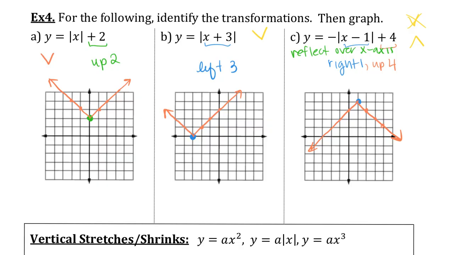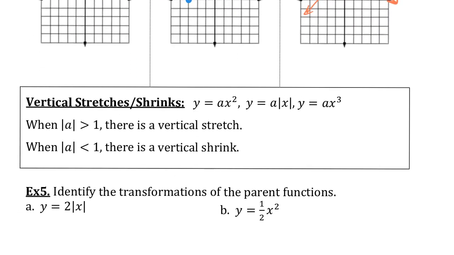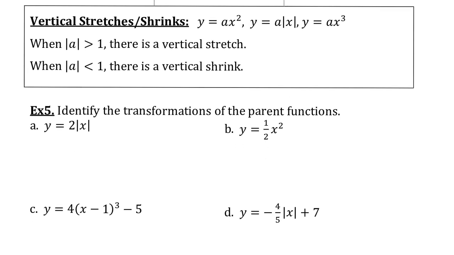Okay, now there's one more type of transformation. It's called a vertical stretch or shrink. A vertical stretch or shrink occurs when there's a coefficient in front of your parent function. So something like 2x squared, or 2 times the absolute value of x, or 2 times x cubed. When the absolute value of the number in front is greater than 1, it's a stretch. So for example, y equals 4x squared, stretch. It could be -2. If it was like -3 absolute value of x, that's still a stretch.